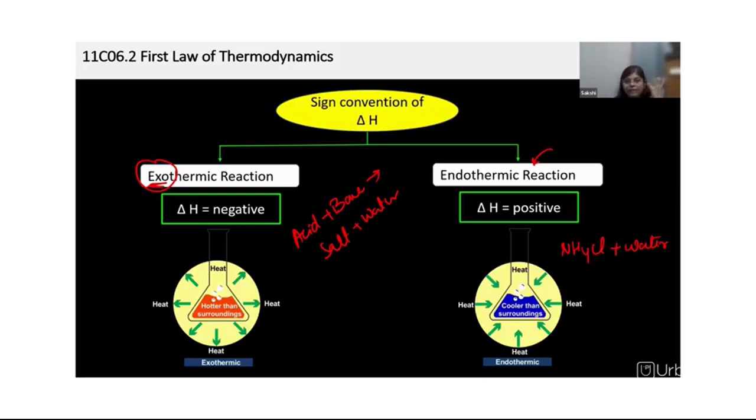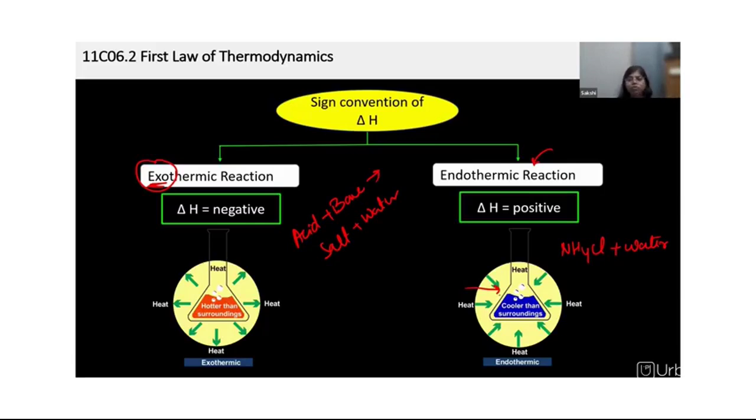Now you would think, why is the beaker cold? Because it is absorbing energy from the surroundings. If it absorbs heat energy from its surroundings, that means the surroundings of the beaker become very cold. It is cooler than the surroundings. Why is it cooler? Because it is absorbing the energy. So all the energy from the surroundings is absorbed into the beaker, leaving the surroundings very cool.